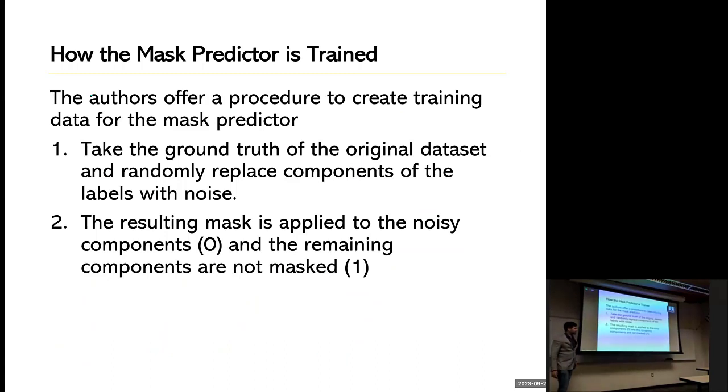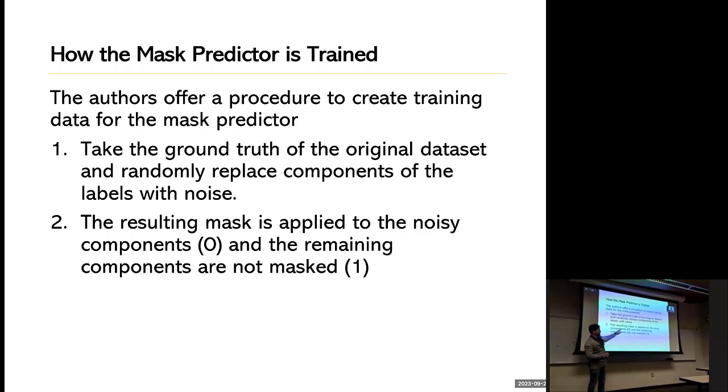So how is the mask predictor trained? Well, this is what they do, and it seems to work well. They take the ground truth from the original data set. So here they're doing Sudoku again, and they're randomly replacing components of the game board with noise. And that is the input data, taking the ground truth with some of these values replaced.